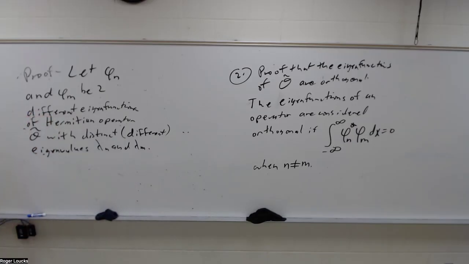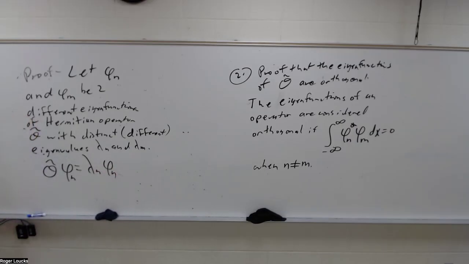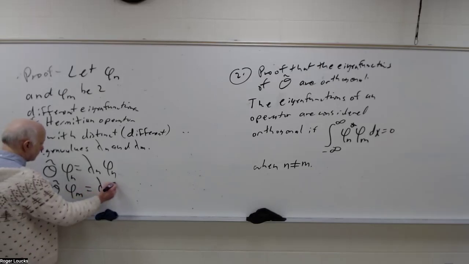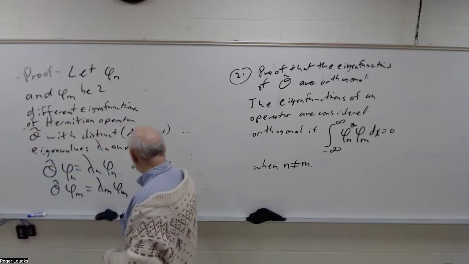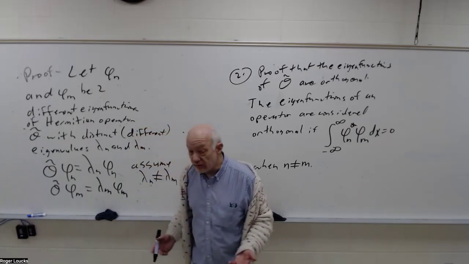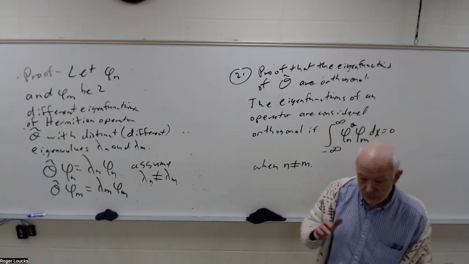I don't have to make the assumption of them being distinct, but then there's a whole other step in the argument that I don't want to get into. I'm already kind of pushing the edge of modern physics. So what this means is, when O acts on phi n, you get lambda n phi n. And when O acts on phi m, you get lambda m phi m. We're going to assume lambda n does not equal lambda m. Again, it's true even if they were the same, as long as they're distinct eigenfunctions. But I don't want to get into that.